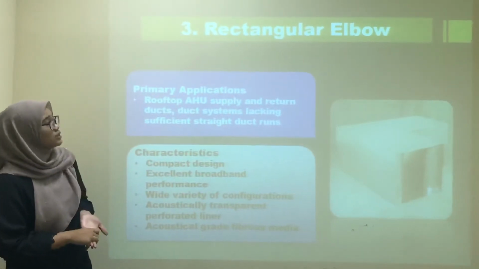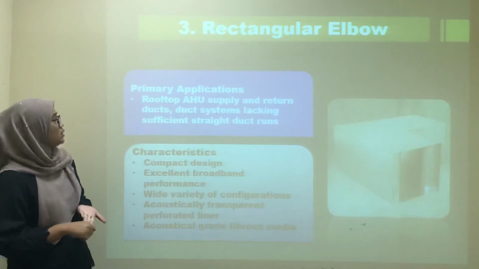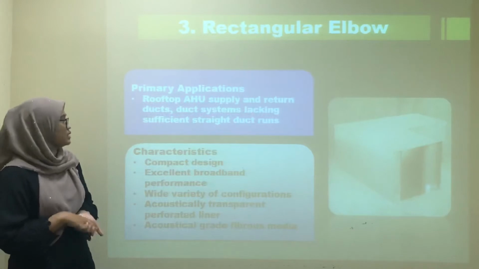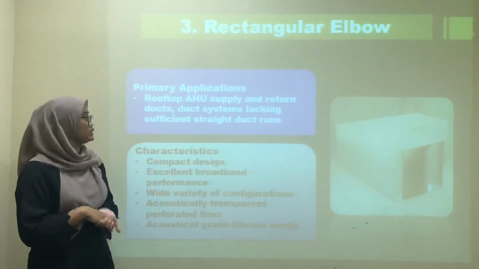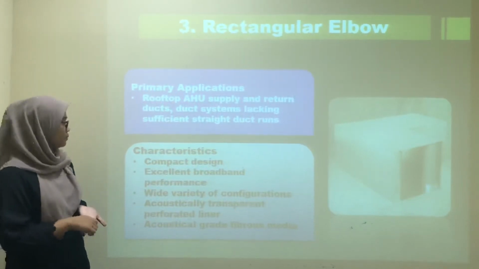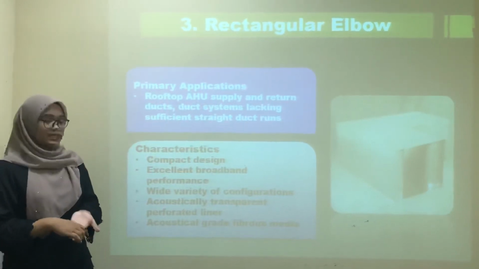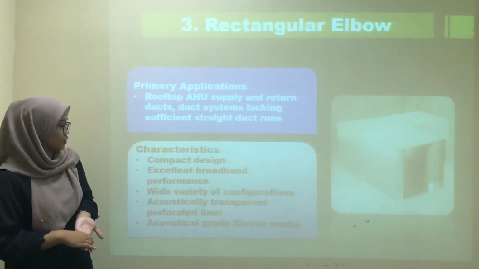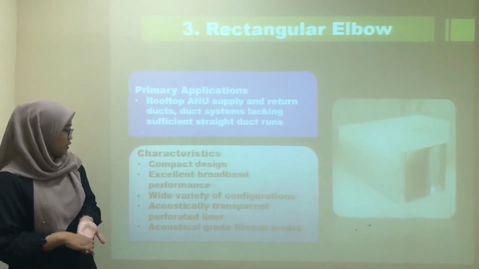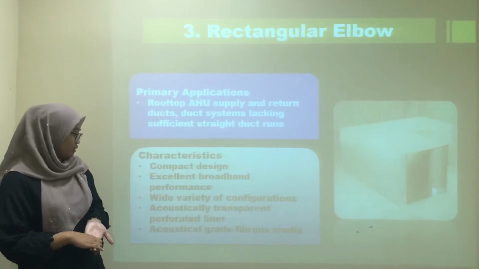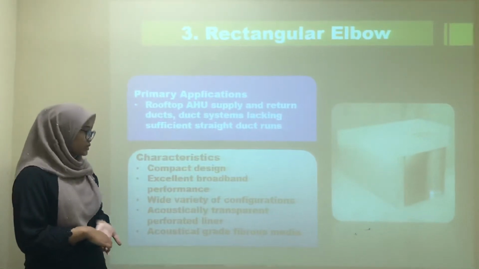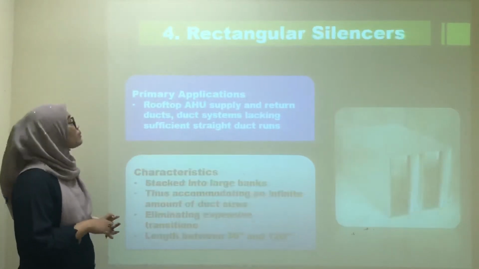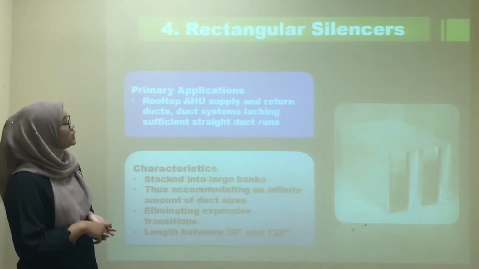Next, rectangular elbow. Primary application: rooftop AHU supply and return duct systems lacking sufficient straight duct run. Characteristics: compact design, excellent broadband performance, wide variety of configurations, acoustically transparent perforated liner, and acoustical grade fibrous media.